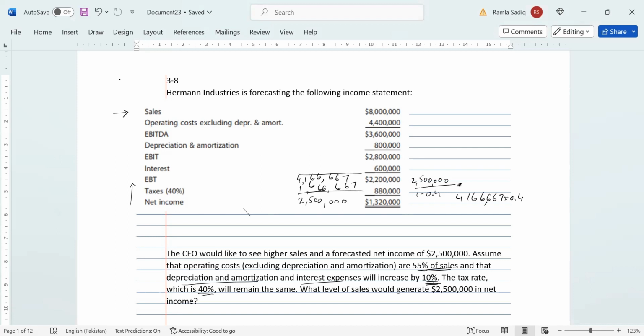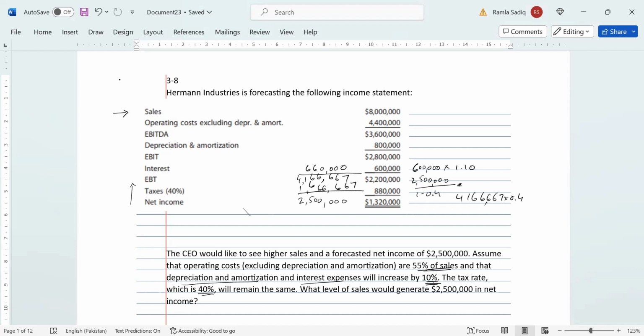All right, now let's go up to interest expense. Over here, they said that interest expense will increase by 10%. So essentially, we want to take 600,000 and multiply that by 1.10, 1 representing the original and the 0.10 representing the 10% increase. That'll give us 660,000 when we plug that into a calculator.